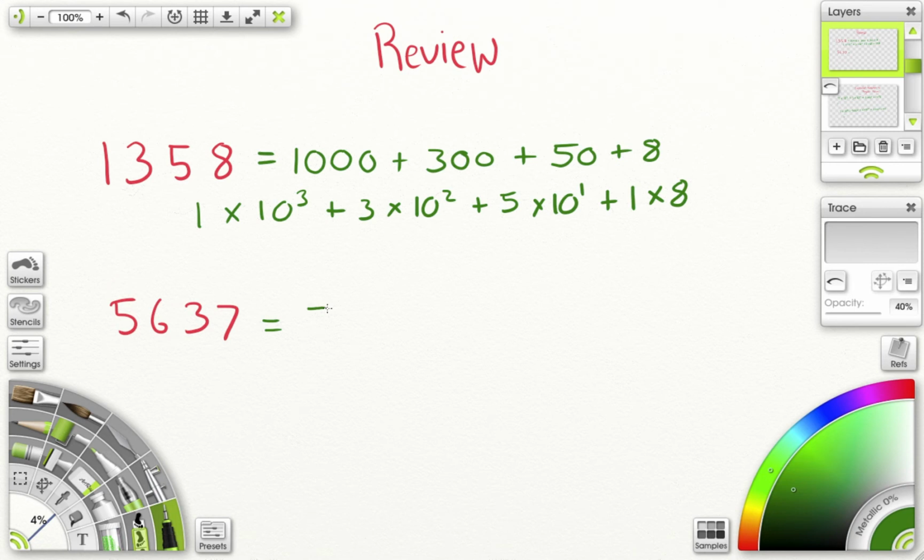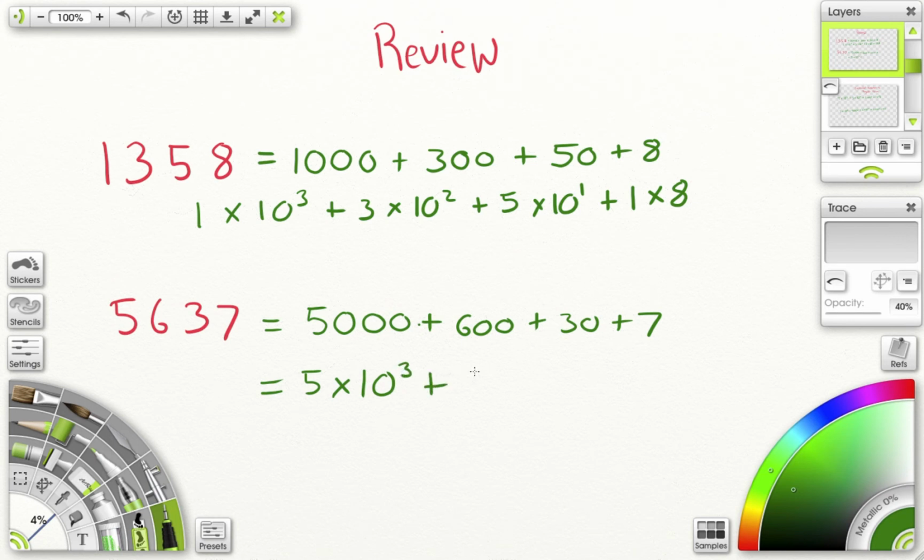Now let's do 5,637. So it is 5,000 plus 600 plus 30 plus 7, which equals 5 times 10, and we know for 1,000 it's to the power of 3, plus 6 times 10 to the power of 2, because we know the hundreds is 10 to the power of 2, plus 3 times 10 to the power of 1, plus 1 times 7. All right, and there we have it.